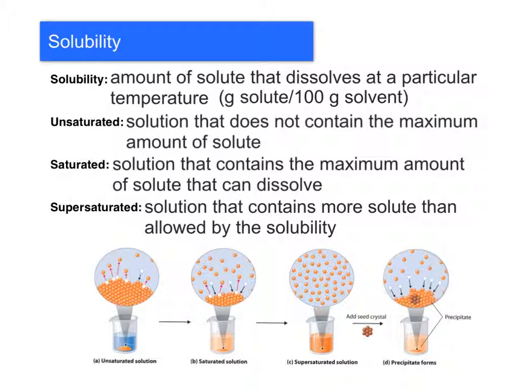A supersaturated solution might look like this. If our solute is orange in color, we have actually more dissolved than we should. But if you add a teeny bit more solid, which we call a seed crystal, none of that is going to dissolve. All that's going to happen is some of what was dissolved is going to come back out of solution and join that precipitate. So those are the three different kinds of solutions in terms of solubility.